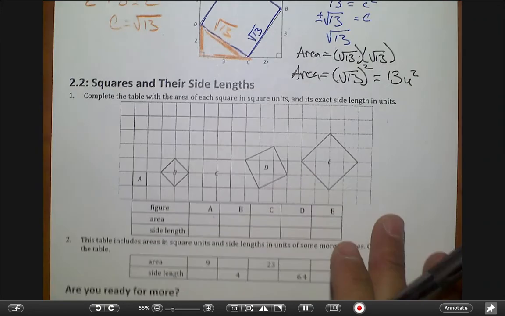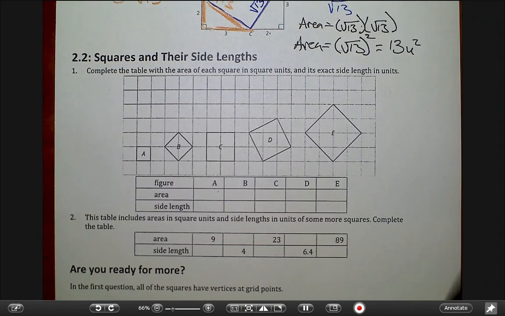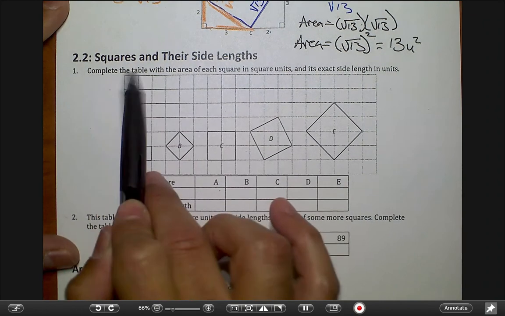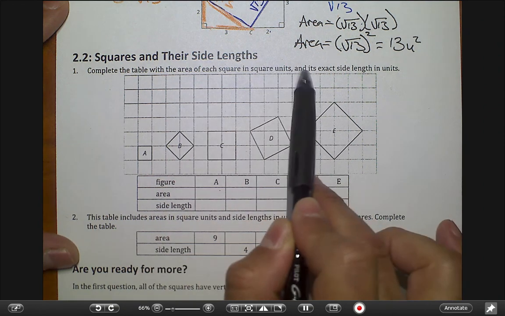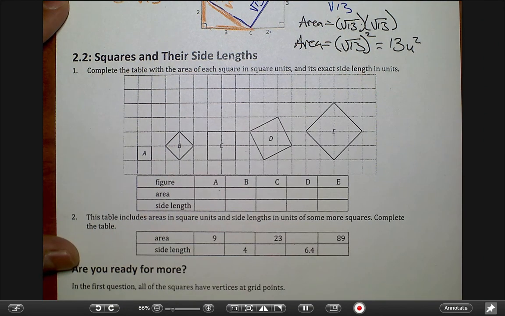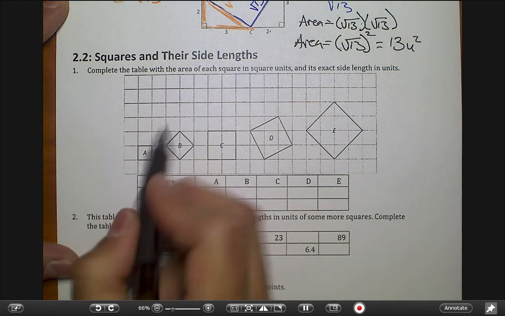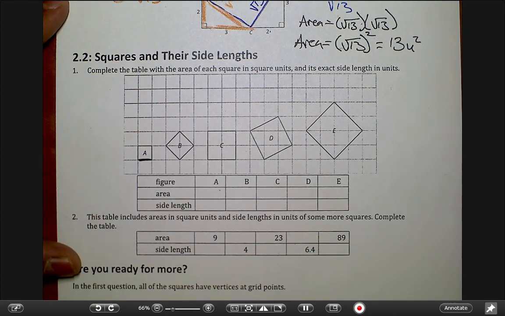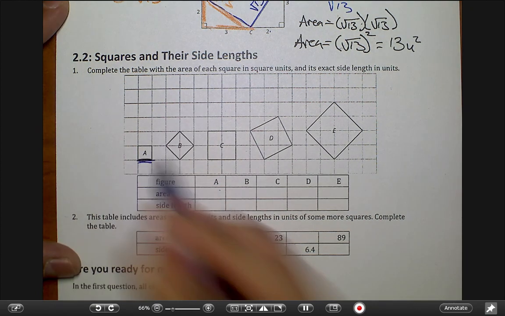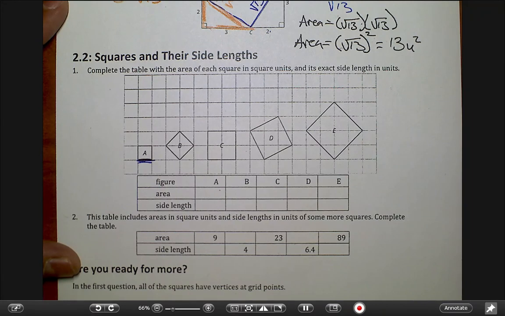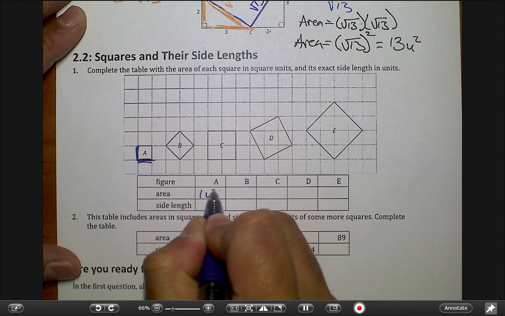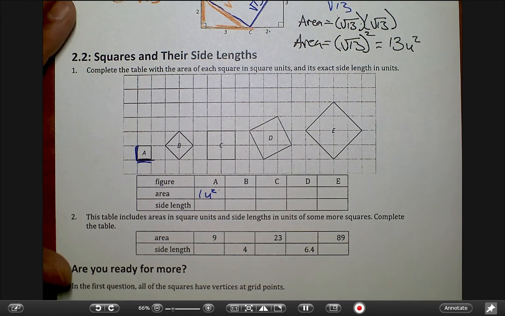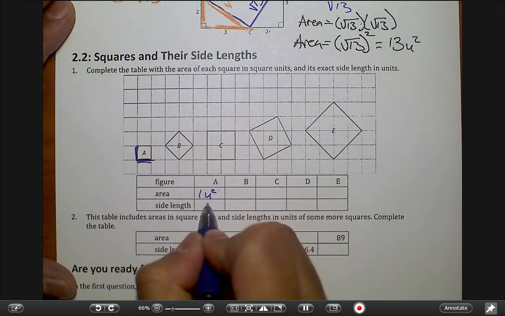All right, so let's see. Squares and their side lengths. Complete the table with the area of each square in square units and its exact side length in units. All right, let's try this. What is the... Oh, wait, wrong color. That one doesn't work very well. What is the bottom here? How long is that bottom? 1. How tall is it? 1. So what is 1 times 1? So it's 1 unit squared. And the side length we said was 1.